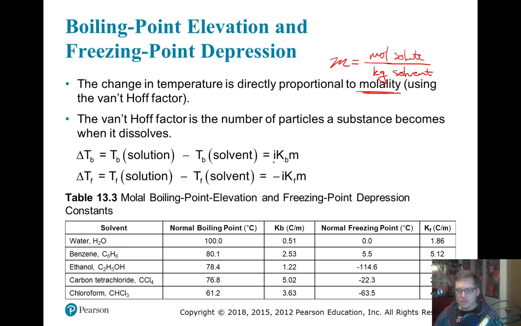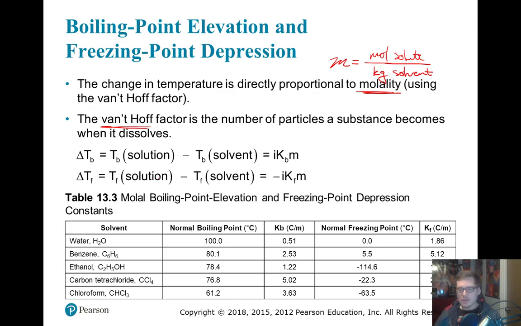This is the change in boiling point, and this is the change in freezing point. These i values are called the Van't Hoff factor, and it's literally equal to the number of particles a substance becomes when it dissolves. So you have to pay attention. If you're dissolving an ion, you've got to figure out how many ions it's breaking up into. If you're dissolving an organic compound, then it's just going to stay as itself. So your i value is your Van't Hoff factor. It's always going to be a whole number, always an integer.